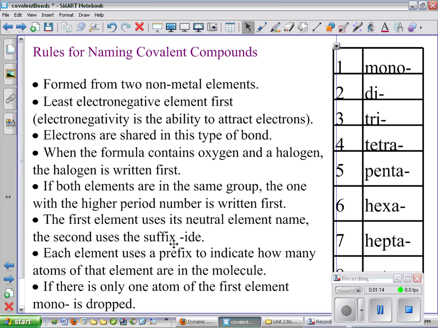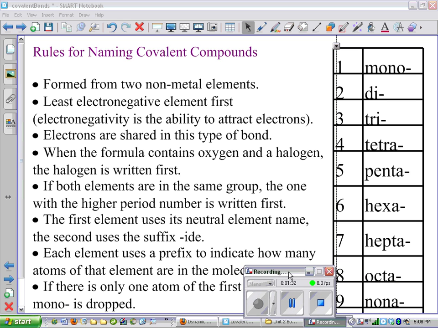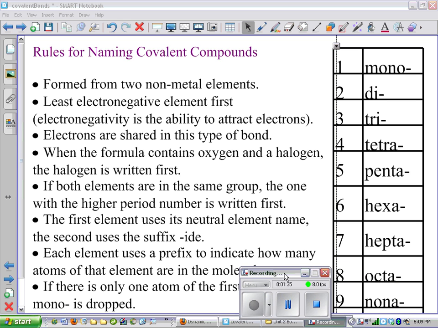The first element uses its neutral element name, and the second uses IDE. And the prefixes are, according to here: 1 is mono, 2 di, 3 tri, 4 tetra, 5 penta, 6 hexa, 7 hepta, 8 octa, 9 nona, and 10 deca.